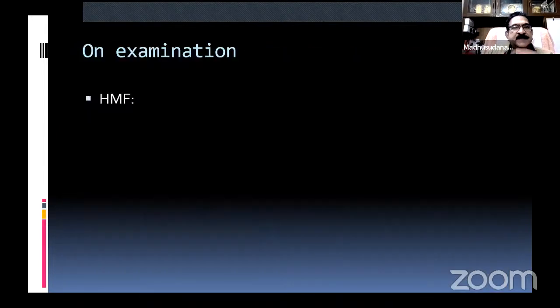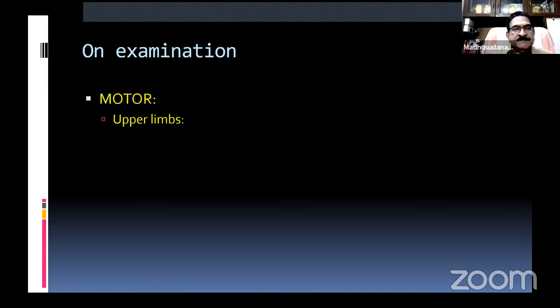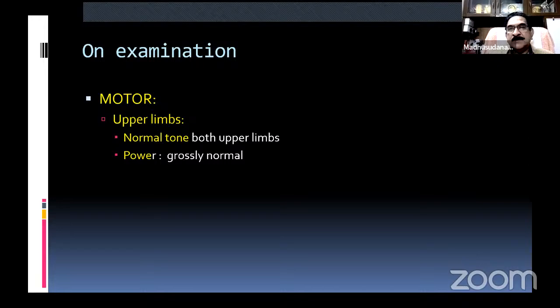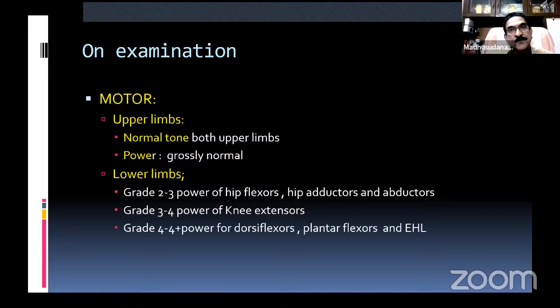So on examination, higher mental functions: recent episodic memory loss. Rest of the higher mental functions were normal. Cranials were normal. Motor: upper limbs, normal tone of both upper limbs. Power grossly normal in the upper limb. Lower limb, grade 2 to 3 power of hip flexors, hip adductors and abductors. 3 to 4 power of knee extensor. 4 to 4 plus power for the dorsiflexors, plantar flexors and EHL.